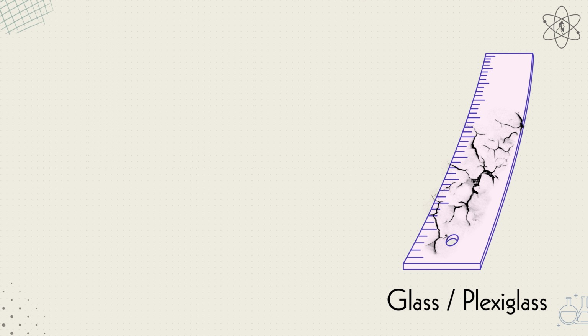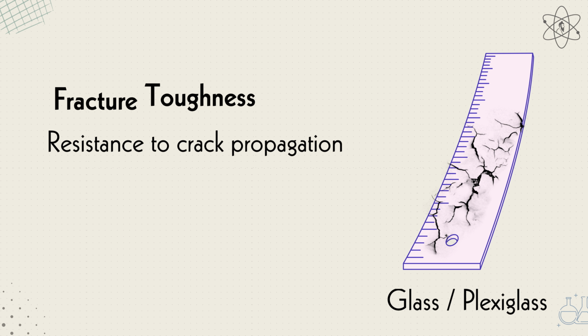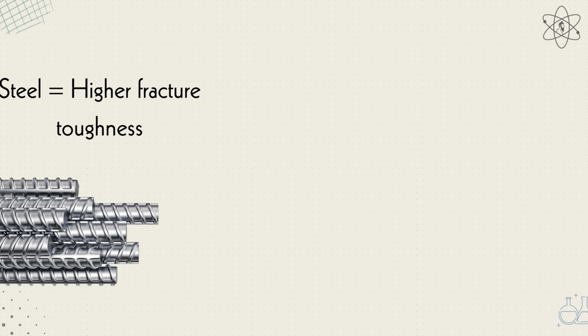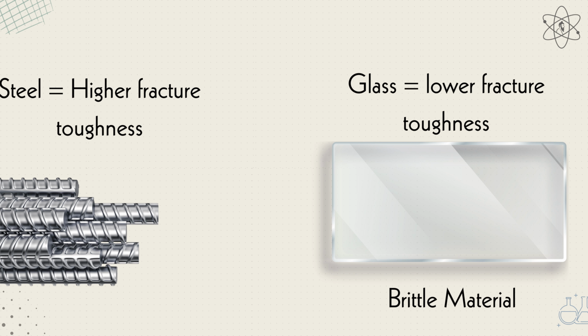Now imagine the ruler is made from glass or plexiglass, as many transparent rulers are. You can't permanently bend those, they simply crack or break. This is where fracture toughness comes in. It measures a material's resistance to crack propagation. Most steels are tough and have high fracture toughness, but they can be made brittle. Glass, by contrast, is the classic brittle material. It has very low fracture toughness.